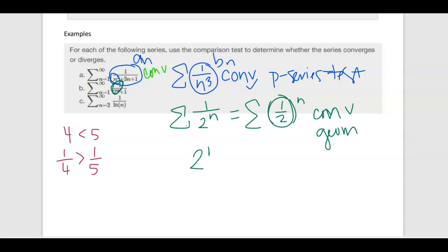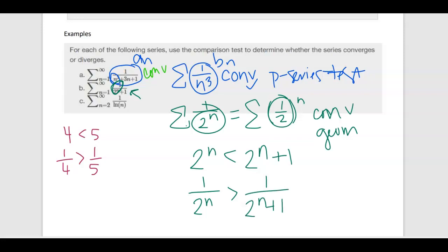All right, so then let's do our comparison here. 2 to the n is less than 2 to the n plus 1. That's always true. 2 to the n is going to be less than 2 to the n plus 1. And again, I'm using this part right here and then my parent series to make that. So what does that mean? That means that 1 over 2 to the n must be always greater than 1 over 2 to the n plus 1. And this is always positive. Since 1 over 2 to the n converges, this series must converge.